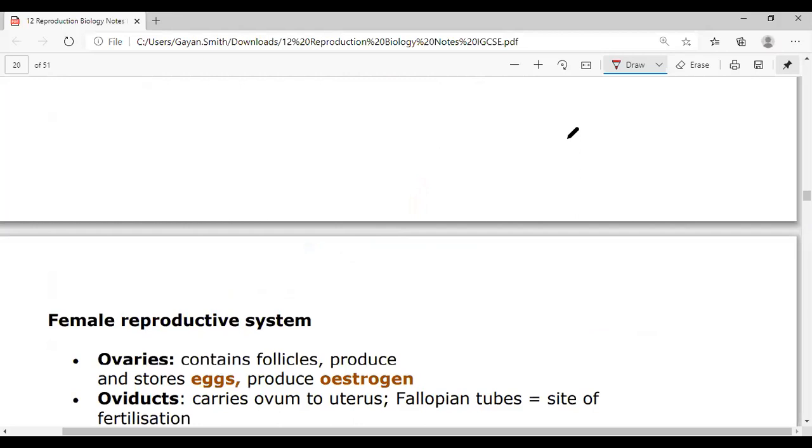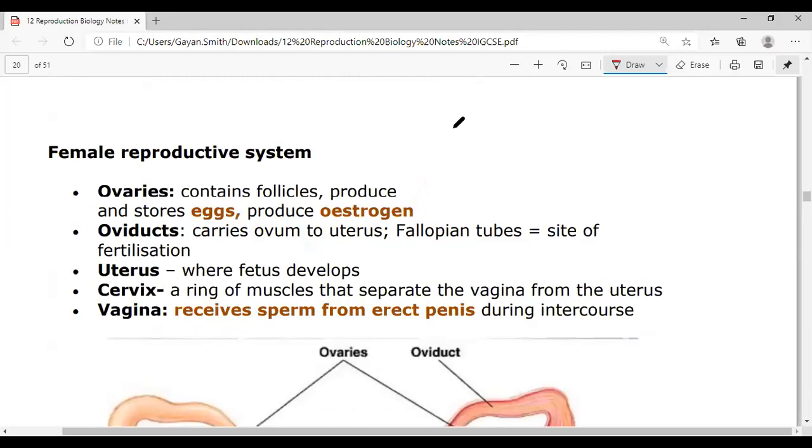So in terms of the female reproductive system, it has ovaries, which contain follicles that produce the female gametes and also produce and store eggs, right? So the ovaries produce the eggs for the female, and they also produce estrogen. Then you have the oviduct, which are the tubes that carry the eggs towards the uterus.